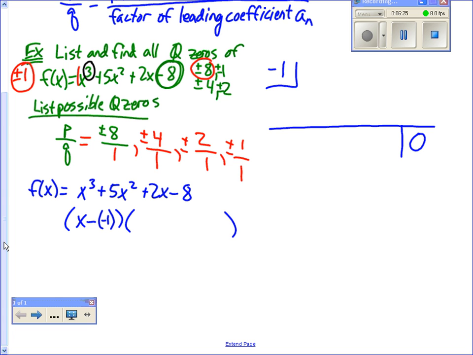Okay, so let's look at these coefficients of f of x equals x cubed plus 5x squared plus 2x minus 8. So we got 1, 5, 2, -8. And we're hoping for a remainder that's 0, right? If I have a remainder that's 0, I know it's a factor. So I bring that down, 1, -1.